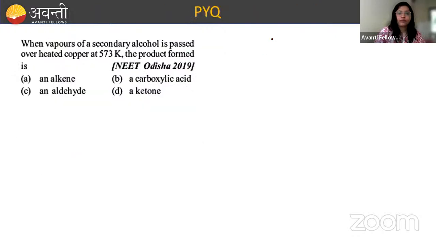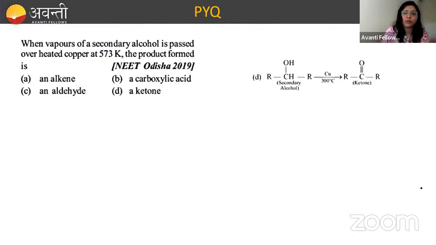First of all, when vapors of a secondary alcohol are passed over heated copper at 573 Kelvin, the product formed is? So this reaction is given to us. What will be the product formed during this reaction? We need to find out the product here. I have written the secondary alcohol. Okay, a secondary alcohol was given.